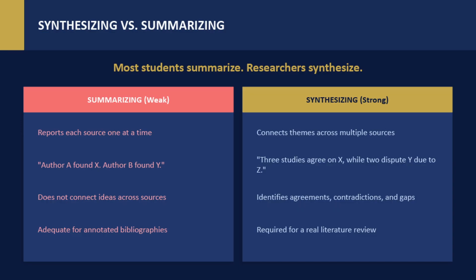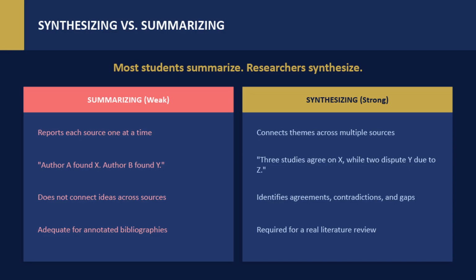Synthesizing versus summarizing. So this is the key difference because most students summarize, but researchers synthesize. So summarizing in general is weaker than synthesizing because summarizing, it reports each source one at a time. And that's slow, it's lengthy, and it just makes your paper more complex for no reason. It doesn't connect ideas across sources, and it's adequate for annotated bibliographies, but not for the bulk of the research.